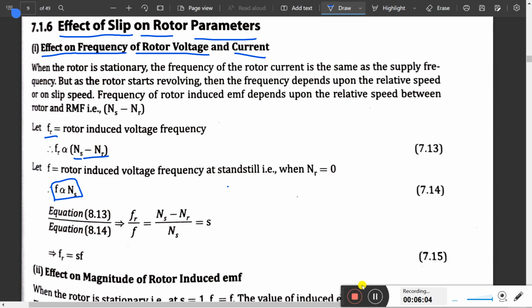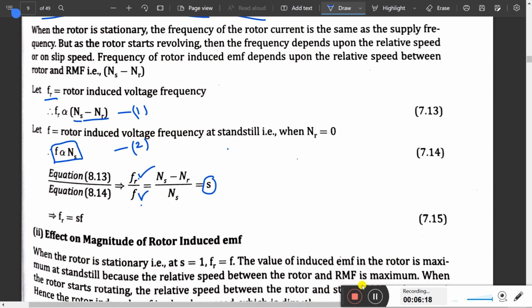Now from dividing equation 1 by equation 2, you will get Fr by F is equal to (ns minus nr) by ns, which is equal to S. It is nothing but the slip. Fr is the rotor frequency and F is the stator frequency. That is, Fr is equal to S into F.